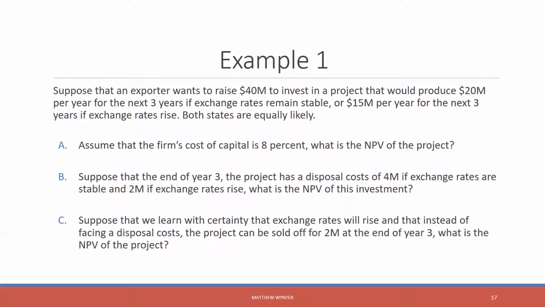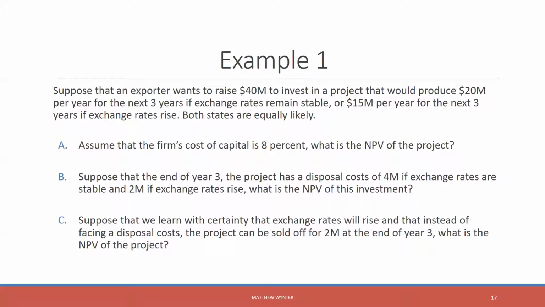And then lastly, suppose that we learn with certainty that exchange rates will rise and that instead of facing a disposal cost, the project can be sold off for 2 million. So in part C, we no longer have uncertainty. Now we're sure that the rates are going to rise. And we know the project can be sold off at the end of year 3, as opposed to us facing a disposal cost. So what is going to be the NPV of the project given those facts?